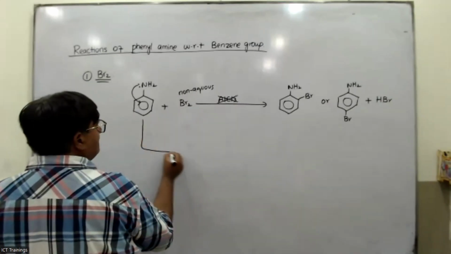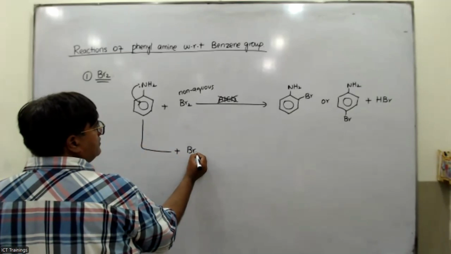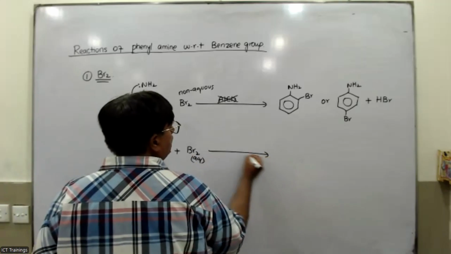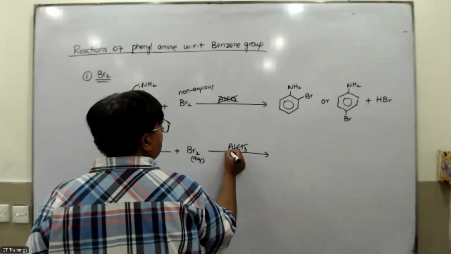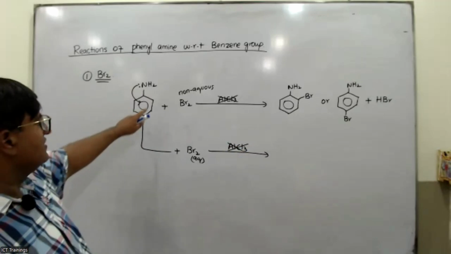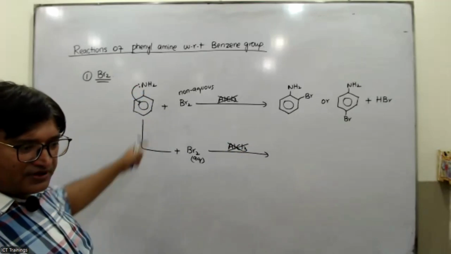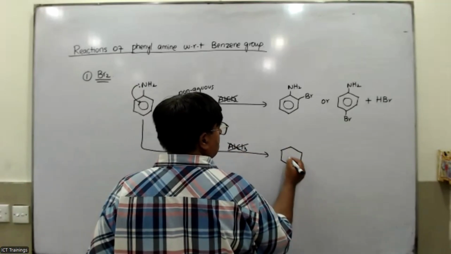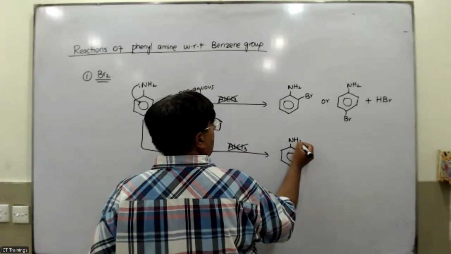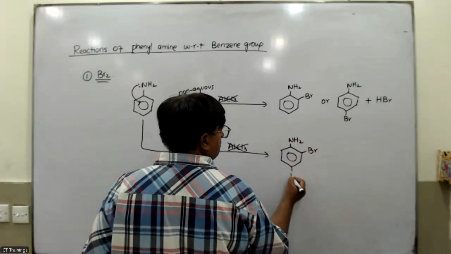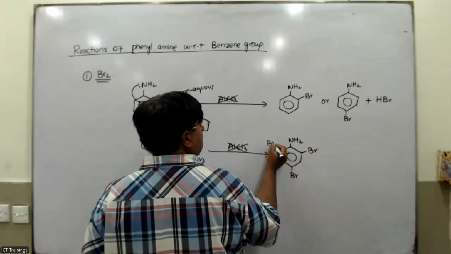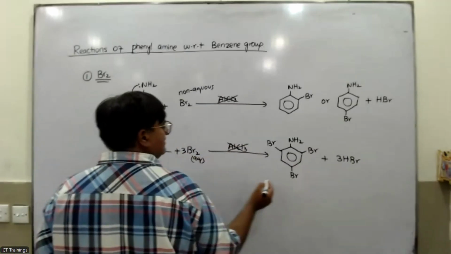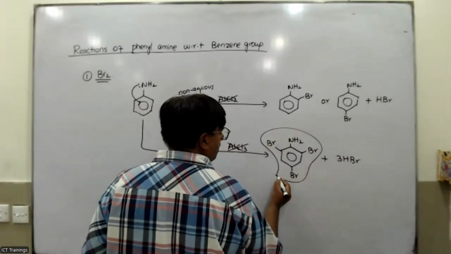Or if you react the phenylamine with aqueous bromine, which is bromine dissolved in water, there is no need to use the catalyst. Why? Because the reactivity of the benzene has been increased due to delocalization of the lone pair. The bromine would be attached on 3 positions, position 2, position 4 and position 6, and 3 HBr are formed, and this whole thing, my dear students, would form the white precipitate.